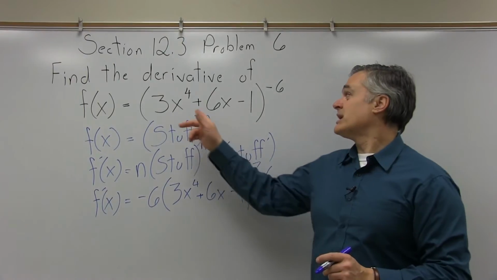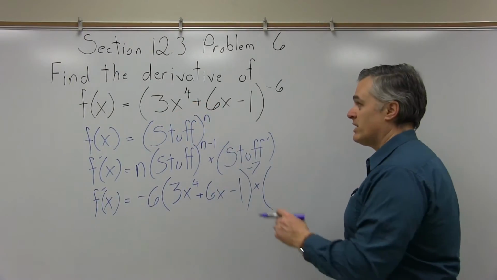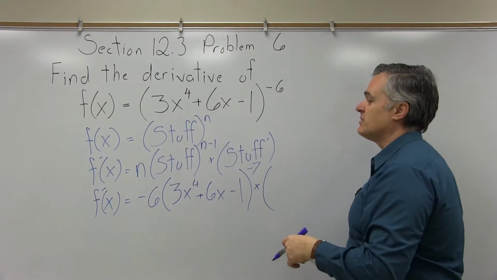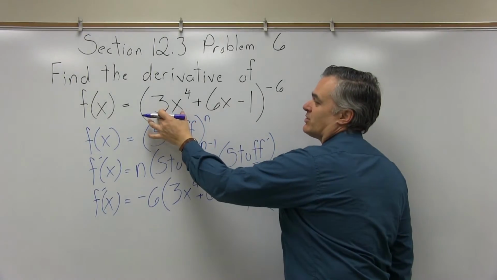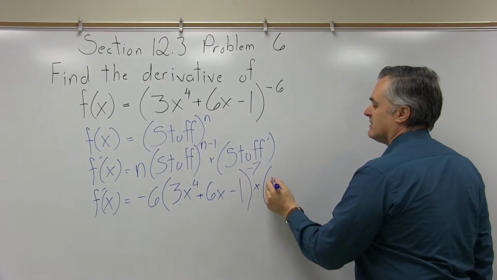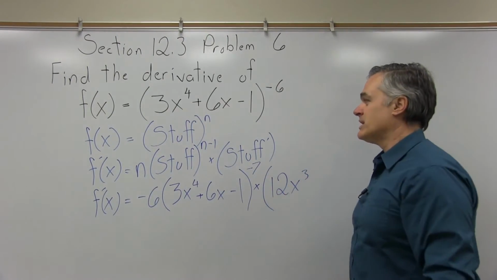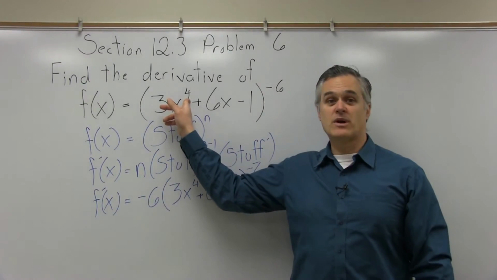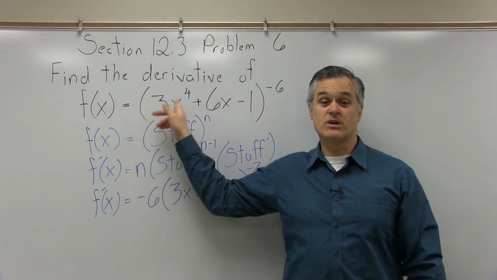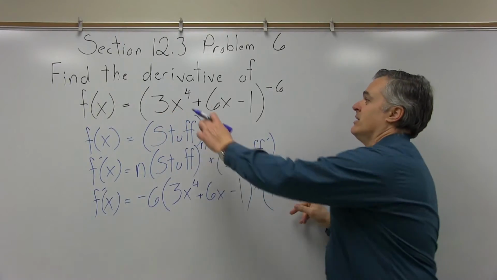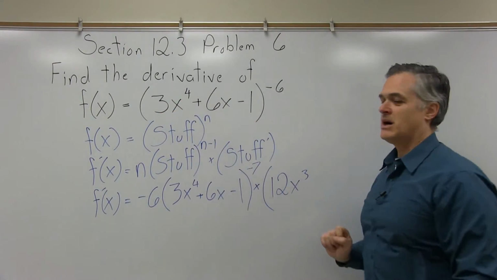So the stuff was 3x to the 4th plus 6x minus 1. For the stuff prime, or the derivative, I have 3 pieces. I'm going to do the derivative 1 piece at a time. The first one, 3x to the 4th, its derivative is 12x to the 3rd. Now again, where that's coming from is the exponent of 4 comes down times the number in front of 3. 4 times 3, there's the 12. X to 1 less power, the 4th power drops down to a 3rd power.